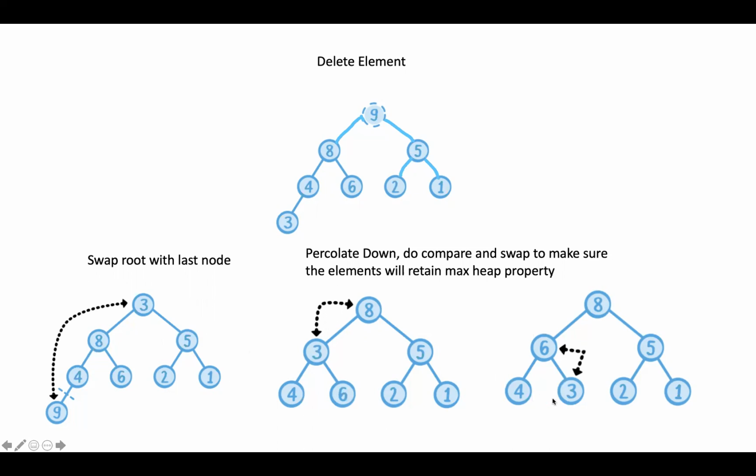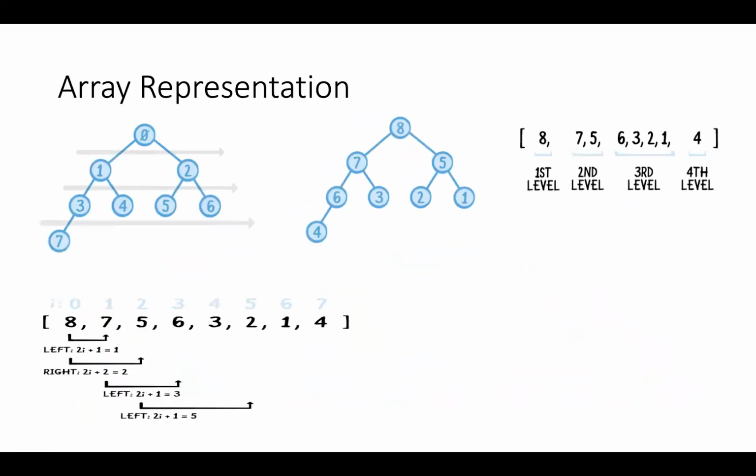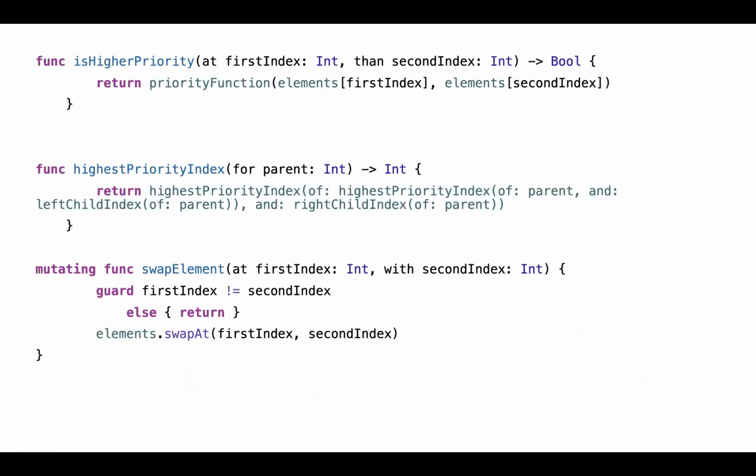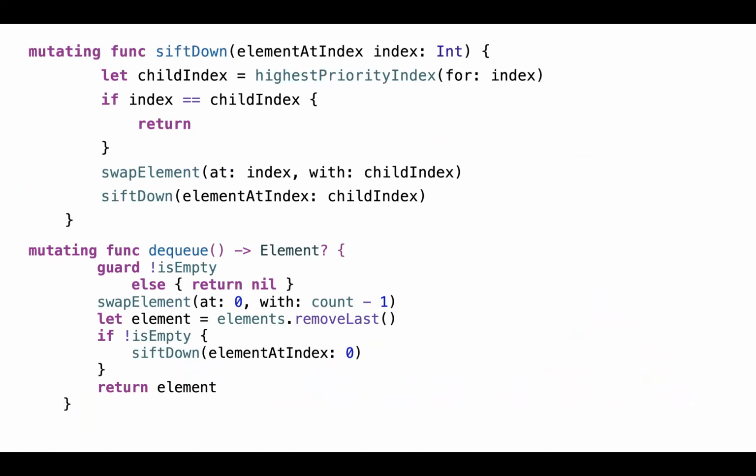Now I have reached a position where, if I find my child index for this, I will get itself as the child index. So I have to stop in that case. That way the logic is written. I hope up to here we are clear, right?